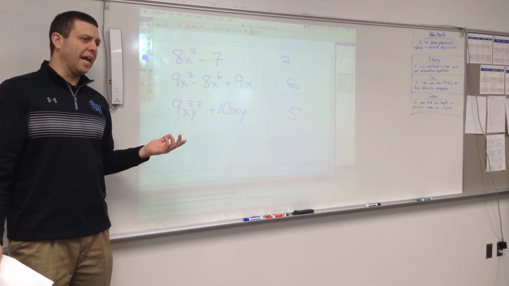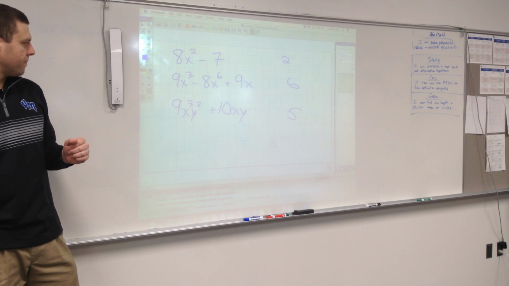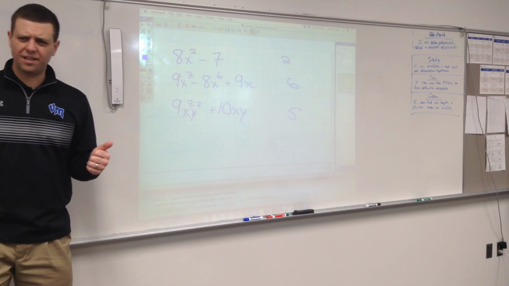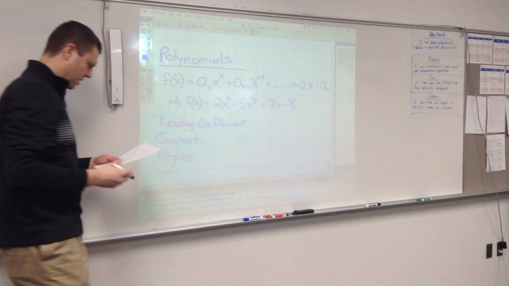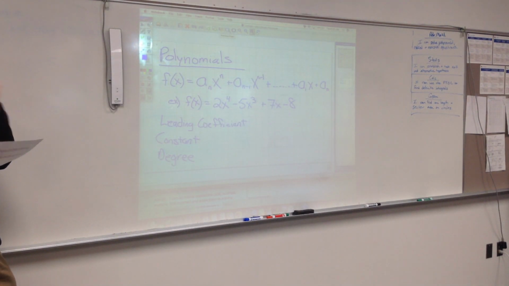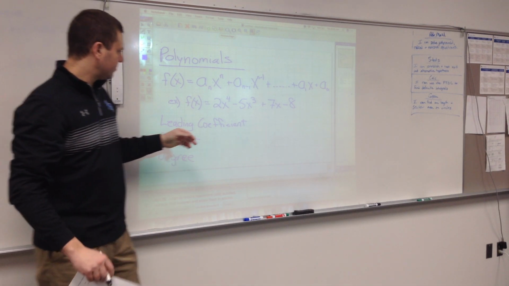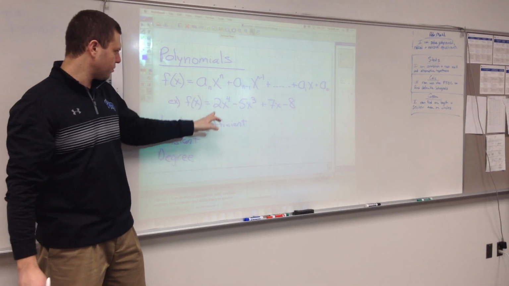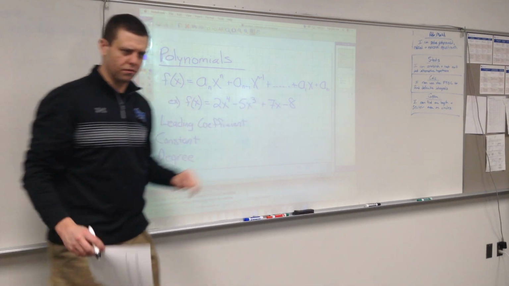Remember, negatives are just adding opposites. All right, we good on degree? Okay. Let's see. So I talked about leading coefficient, constants, and degree. I've talked about just regular coefficients, right? 2 is a coefficient, negative 5 is a coefficient, 7 is a coefficient.